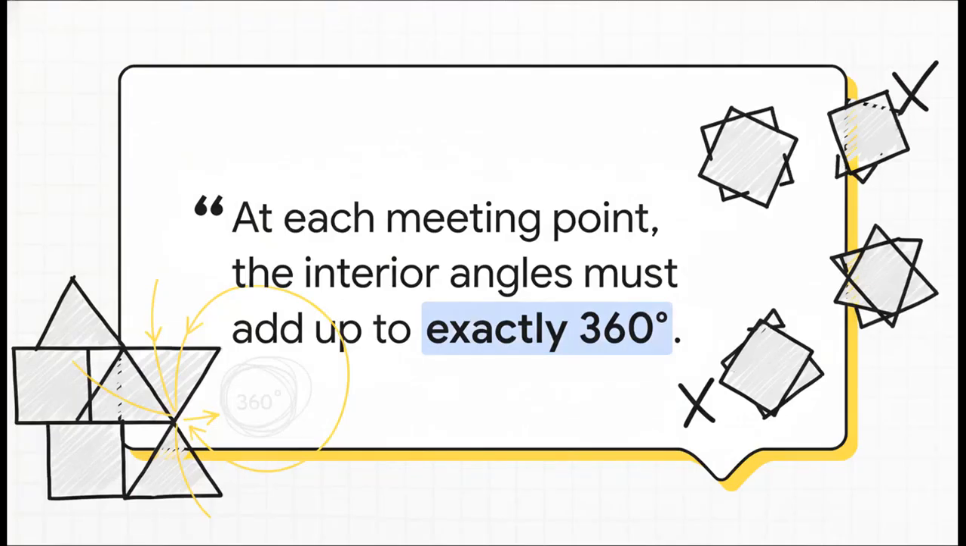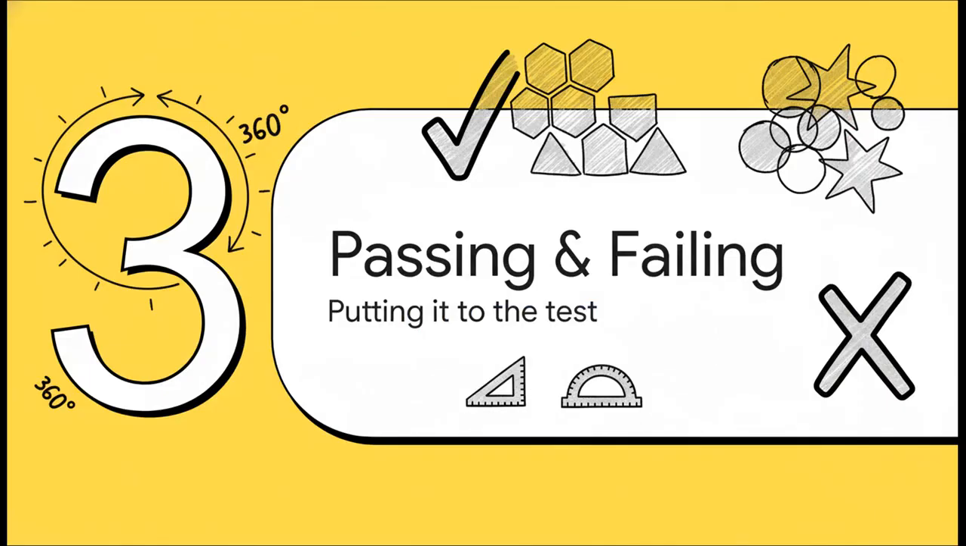Here's the rule, plain and simple. For a pattern to work, the corners of your shapes have to all meet up at a single point. And right at that meeting point, the angles from each of those corners have to add up to exactly 360 degrees. Why? Well, because 360 degrees makes a perfect full circle. Any less, and you get a gap. Any more, and you get an overlap. It's that simple.